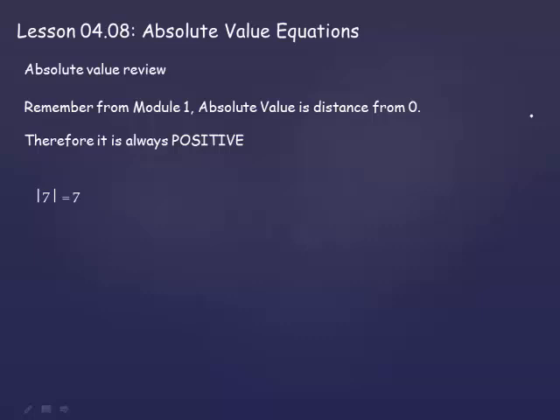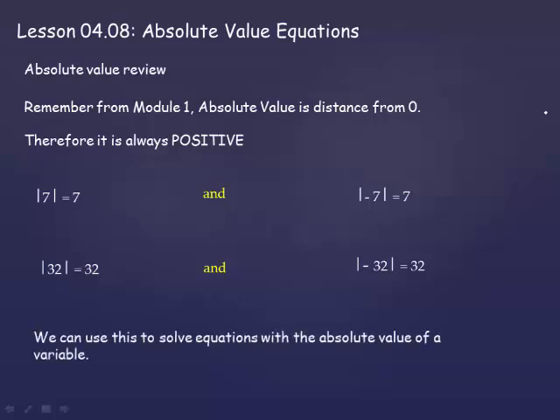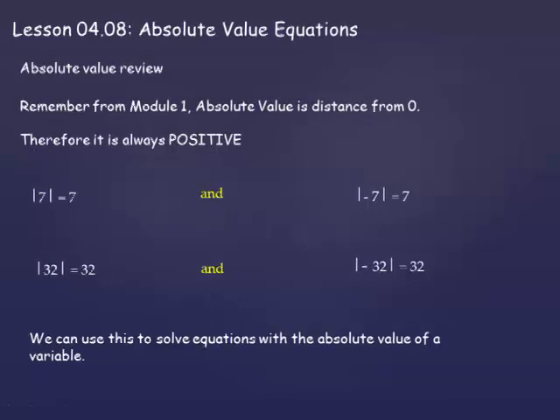The absolute value of 7 is 7, and the absolute value of negative 7 is also 7. The absolute value of 32 is 32, and the absolute value of negative 32 is also 32, because these are the same distance away from 0. And we use this to solve equations with the absolute value of a variable.